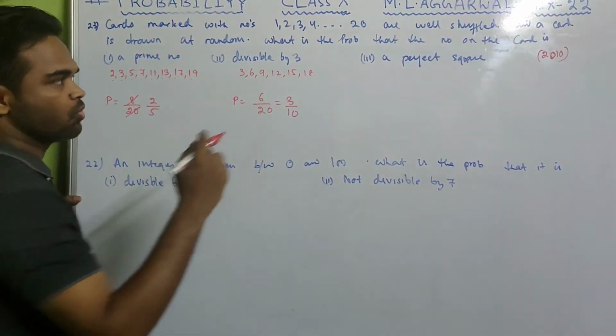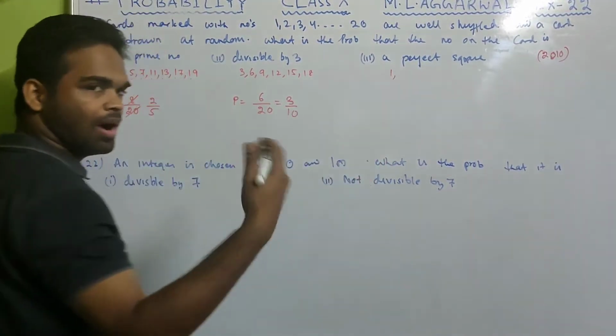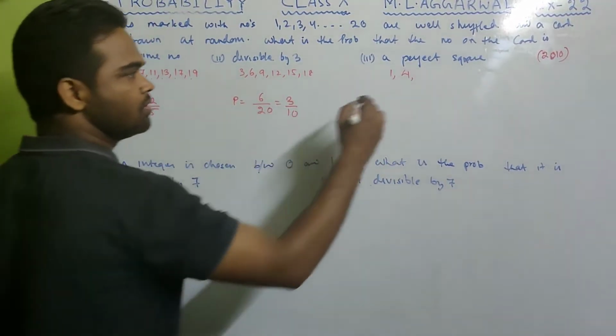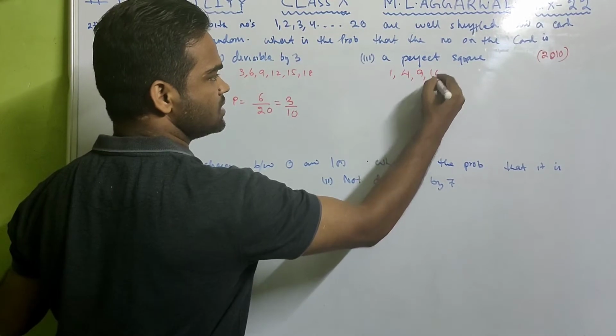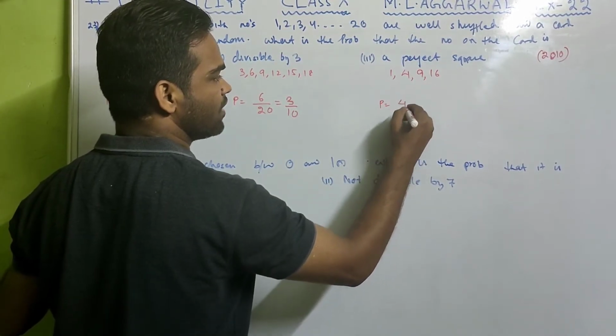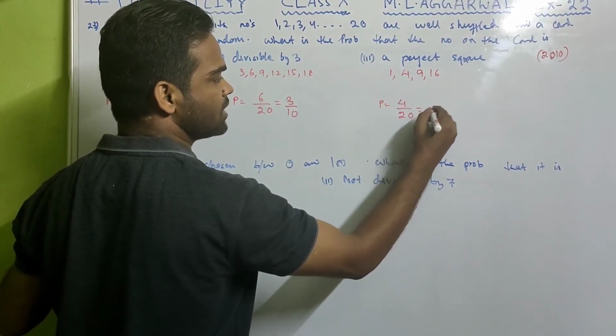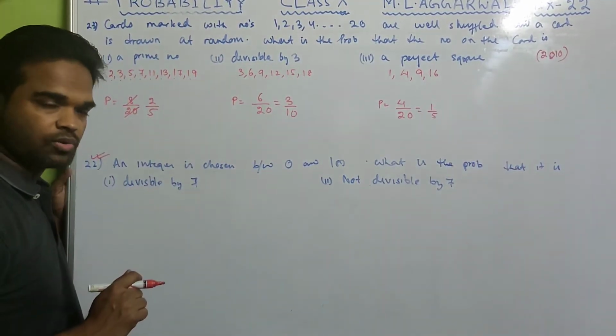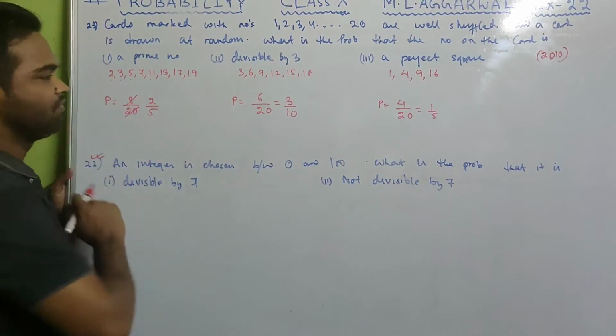A perfect square. 1 is a perfect square of 1, 4 is a perfect square of 2, 3 threes are 9, and 16. So there will be 4 favorable outcomes out of 20. That's 1 by 5. Done. Now look at sum number 22. I think we did 23 first, okay?